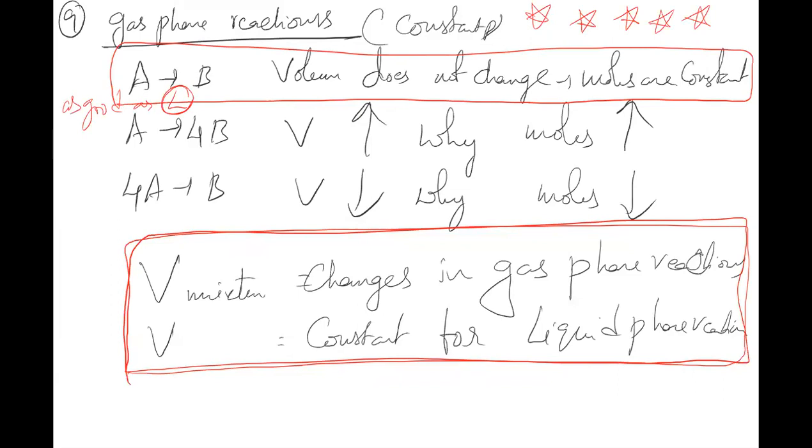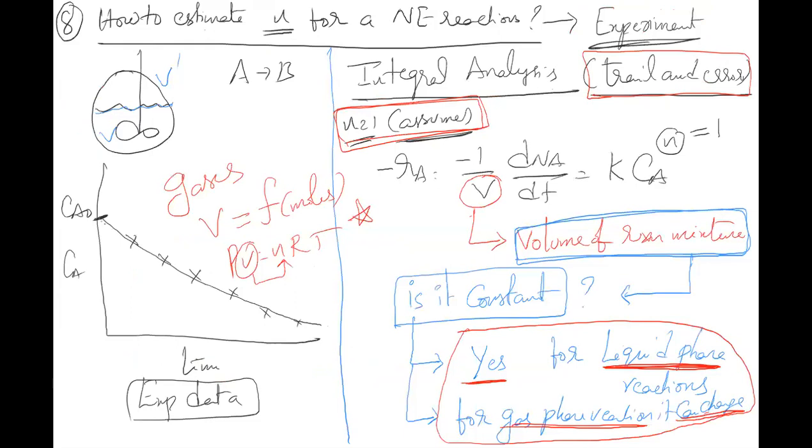Now we'll continue from the previous here. We started with integral analysis. We took minus Ra equal to minus 1 by V into dNA by dt, equal to K CA. Is the volume constant or no? That is where we started the discussion.